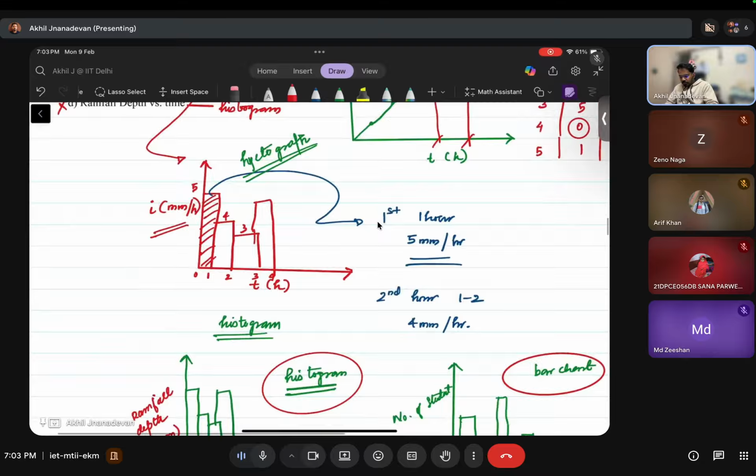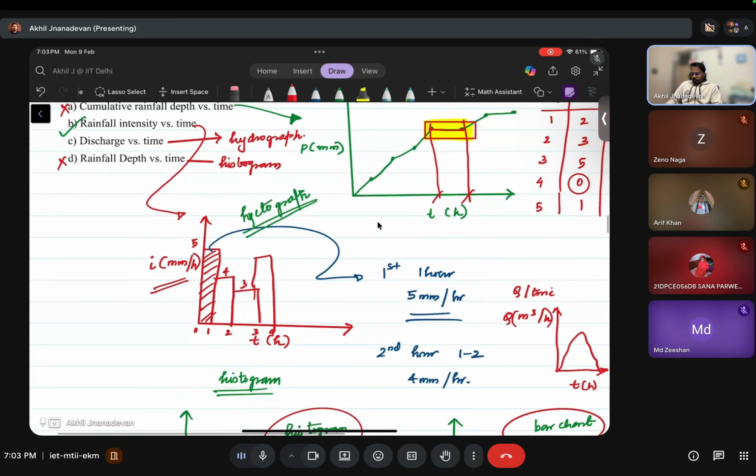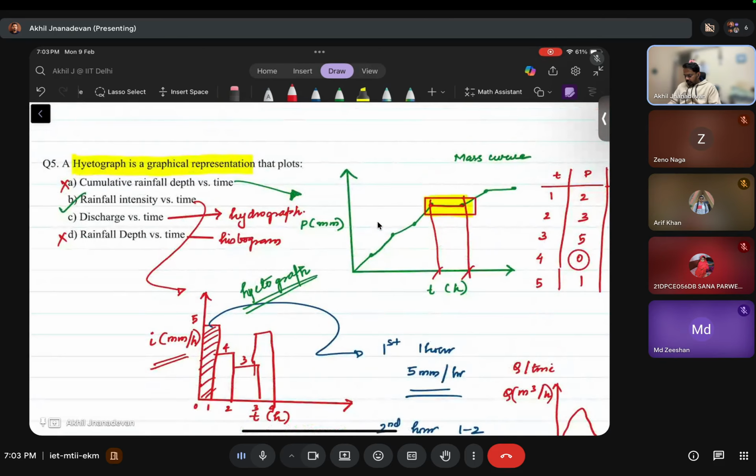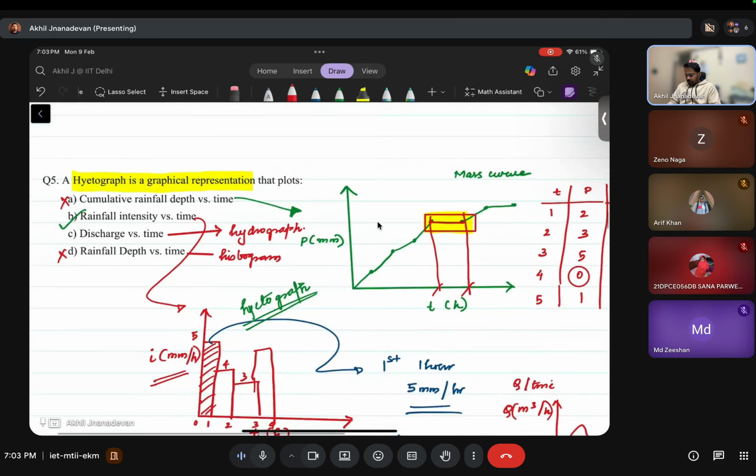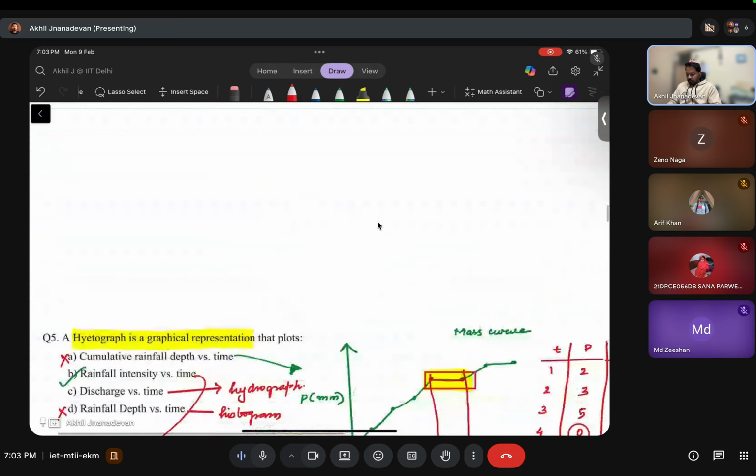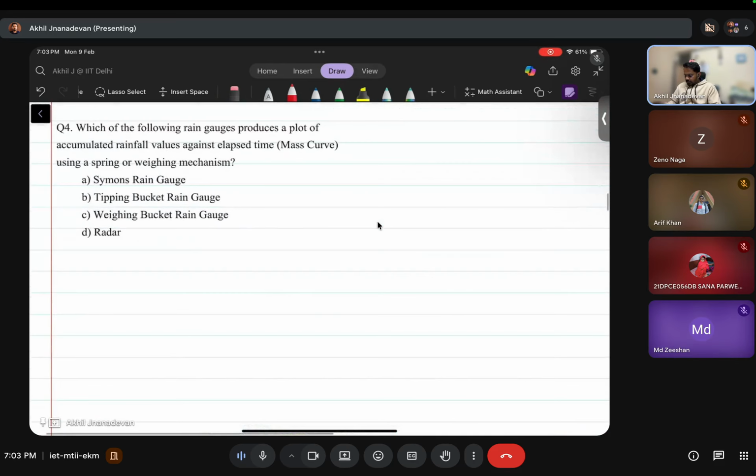Discharge means Q. Q versus time. Q is in meter cube per hour, right? That is, in the y-axis we will be having discharge Q, in the unit meter cube per hour, that is volume per hour, and in the x-axis we have time in hours, and it will be something like this. Unit hydrograph. Hydrographs will be covered later. So the correct answer is rainfall intensity versus time. That is called a hydrograph. Okay, so we can come back to the last MCQ question.